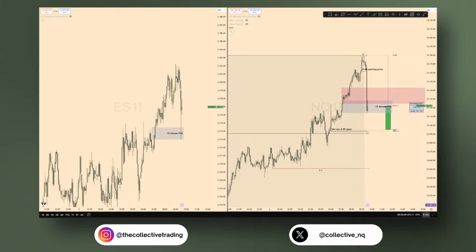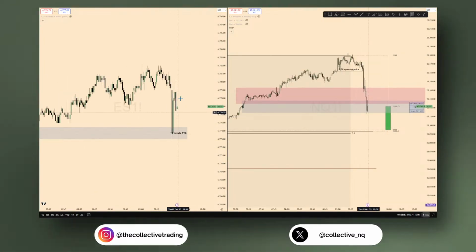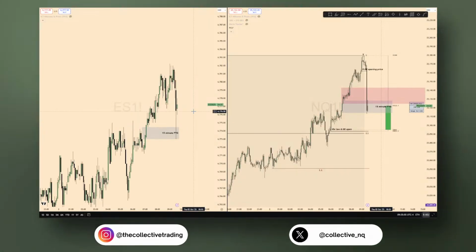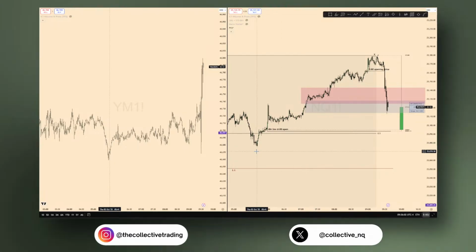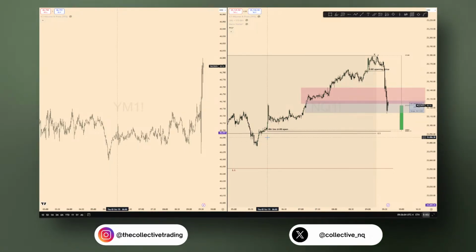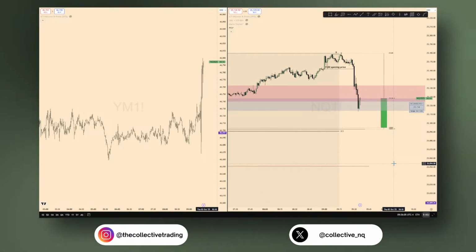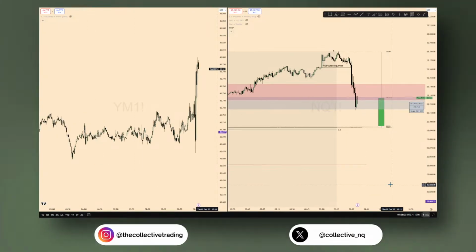We are going to have a 4-hour gap if we just continue to stay within this area until 10 a.m. ES is getting a bit more centered movement. YM going straight out. Did not take that. It took the 4-hour low though. It took the current 4-hour low. Yeah, it took out those lows of the consolidation.